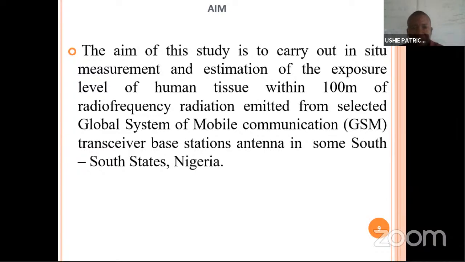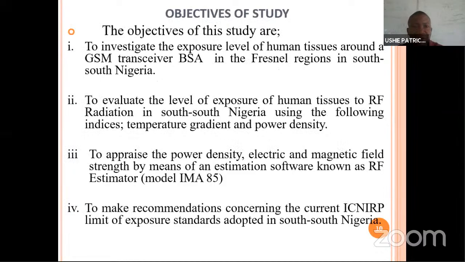They receive and transmit radio frequency radiation across the field. But we try to limit ourselves to 100 meters for now. If we have to progress in the project, we will increase our length of measurement. We're also looking to investigate the exposure level of human tissue around the GSM transceiver base stations in the Fresnel region. The Fresnel region means that they are very close to the transceivers, the antenna of the cell phone, the antenna of the base stations.